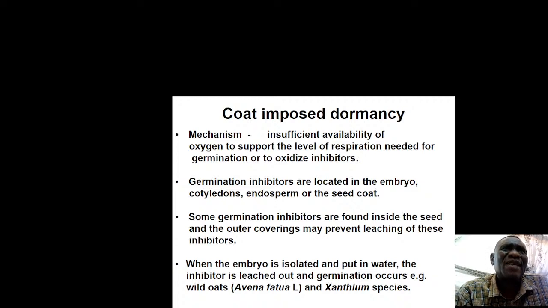Germination inhibitors are located in the embryo, cotyledons, the endosperm or the seed coat. You can have some germination inhibitors which are found inside the seed, and the outer coverings may prevent leaching of these inhibitors. And of course, they may actually be present in the seed coat. So when the embryo is isolated and put in water, the germination inhibitor is leached out, and this can allow the germination process to take place. For example, in Avena fatua, wild oats, and the Xanthium species.